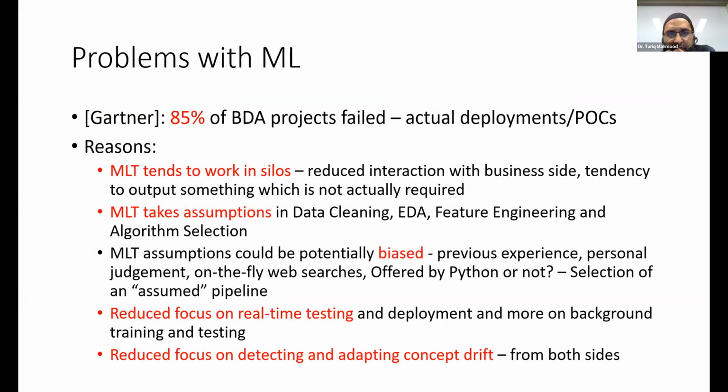Now, the problems in this process. Gartner said around a couple of years back that 85% of analytics projects, which can be considered big data projects or AI projects or ML projects, were failing. Some of them might be actual deployments, some of them might be just proofs of concept or prototypes, but they were failing. The reasons I figured out, and what you can also search online, is that the machine learning team tends to work in silos, as I said on the last slide as well. When you don't interact with the business, I myself have suffered a lot due to this limitation when I was a data scientist working in industry. So this reduced interaction creates a lot of problems.